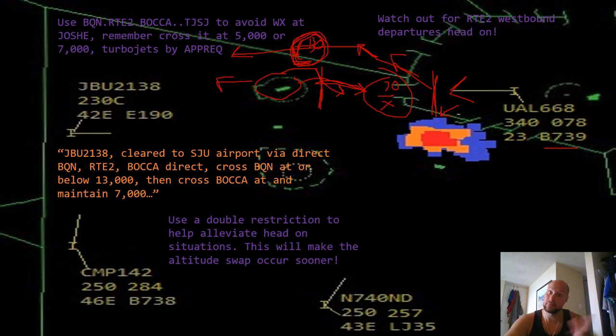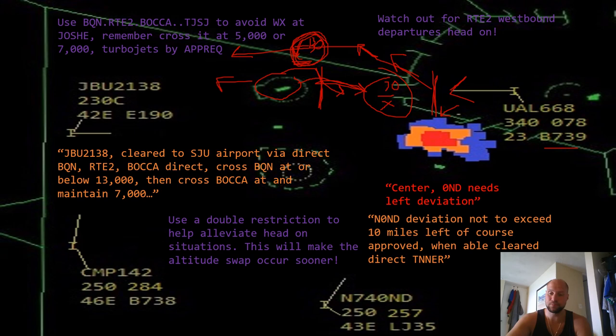There it is. Oh, look, center to zero November Delta needs left deviation. Oh, man, you have all this space out to the east. Why can't you go that way? Well, they need and they want to go left, of course, which is fine. There's nothing precluding us from giving that, allowing that deviation. But remember, we have to respect restricted area 7105.